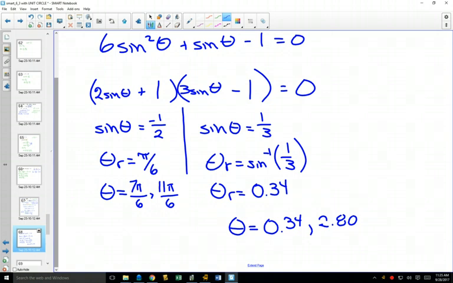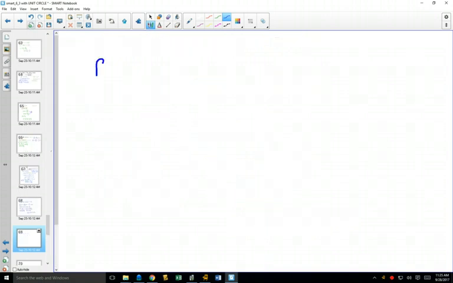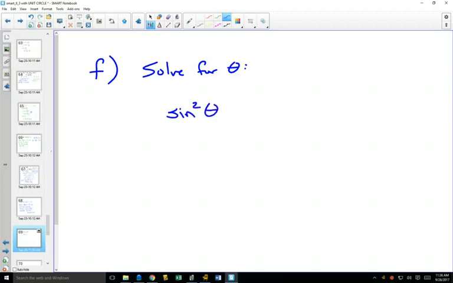And now I'm going to show you the nastiest ones that come up on the calculator section. You don't have it on your sheet, so I will make one up. What letter are we on? We're on F for failure. Okay, here we go. Solve for theta: sine squared theta minus 7 sine theta minus 1 equals 0. Boom.